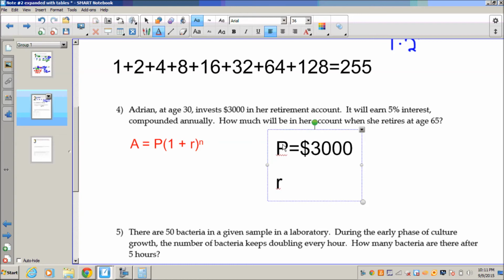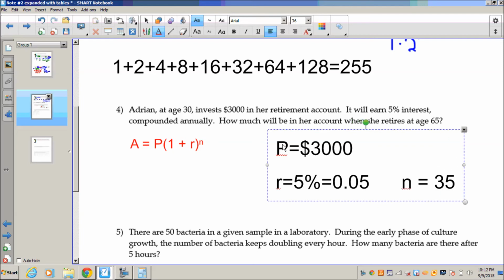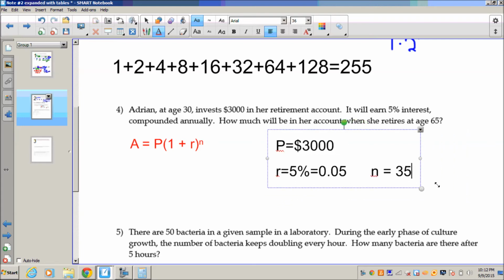R is the rate as a decimal. So if it's 5%, that's going to be equal to 0.05 as a decimal. And then N is the number of years, which in this case, if she's retiring at age 65 and she's investing at age 30, she's going to be investing that money for 35 years. So this is the data that we're going to be entering into our formula.